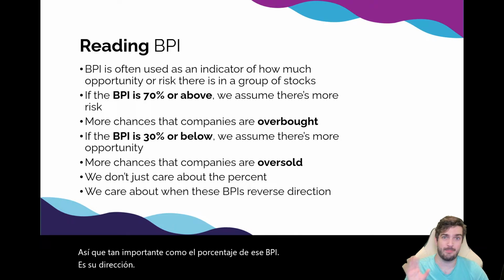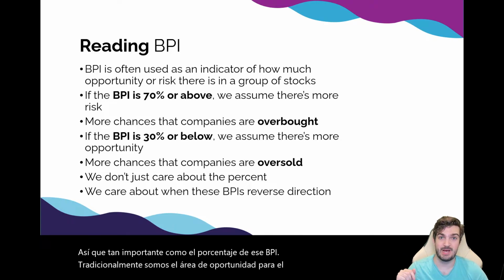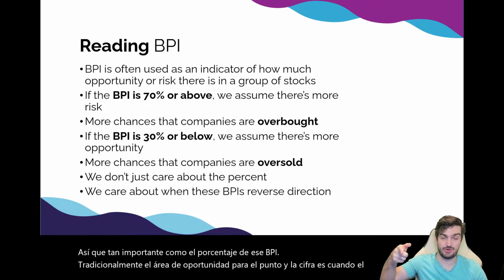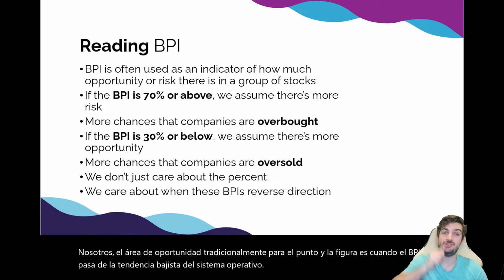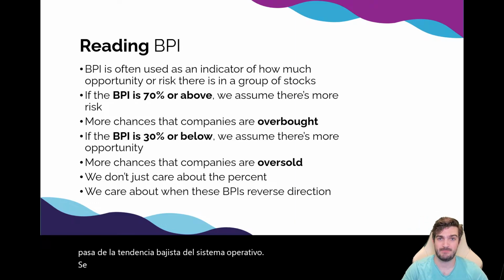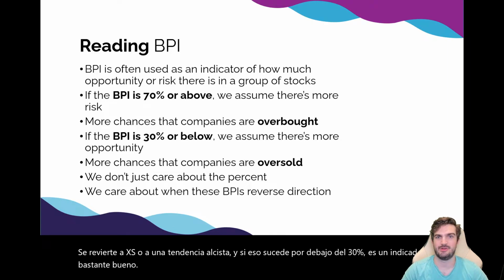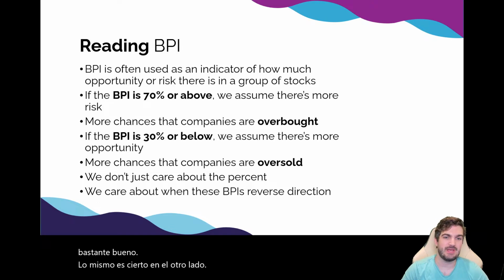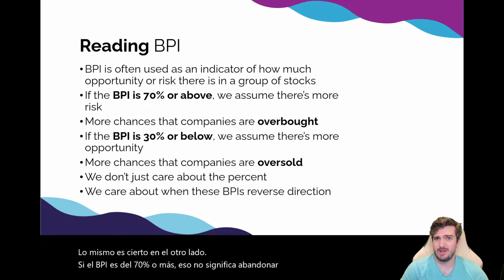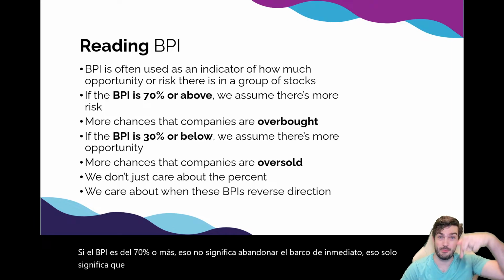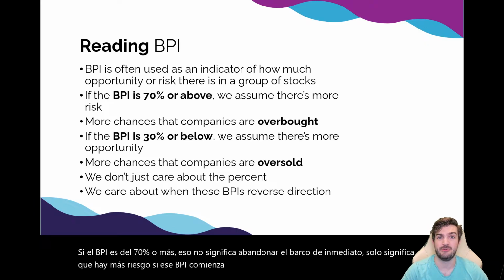The area of opportunity traditionally for point and figure is when the BPI goes from O's, downtrend, reverses into X's, or an uptrend. And if that happens below 30%, that's a pretty good indicator. The same thing is true on the other side. If the BPI is 70% or above, that doesn't mean jump ship immediately. That just means there's more risk. If that BPI starts to go back down, there's more room to fall.